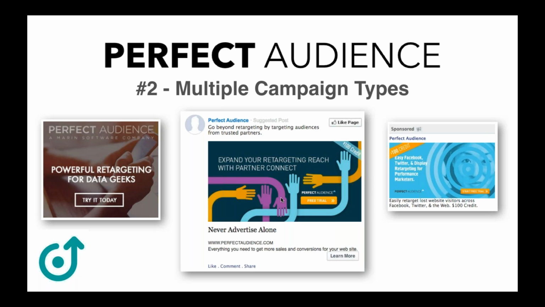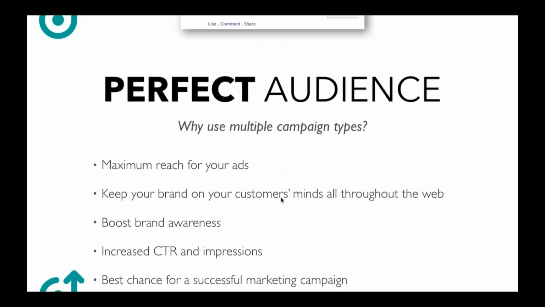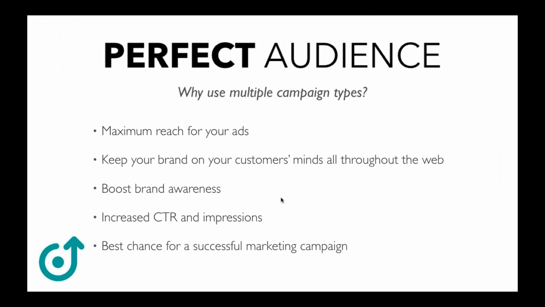So it's great that you come to Perfect Audience and you have a web campaign. Many people use us for just Facebook campaigns as well. But where you really maximize your ROI with us is using both campaign types, Facebook and web, in tandem with each other. It ensures that your ads are being seen wherever your customers go. We know a lot of people spend time on Facebook, and we know a lot of people browse the web. So why not reach them at both places?